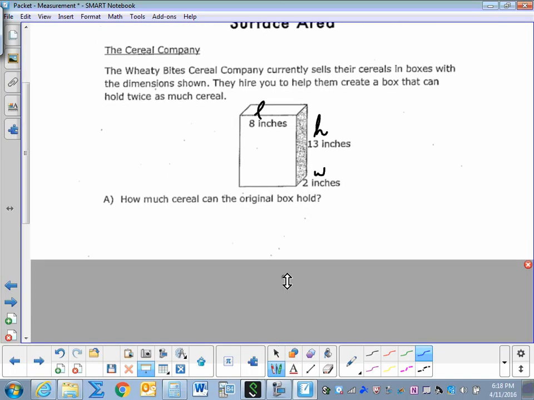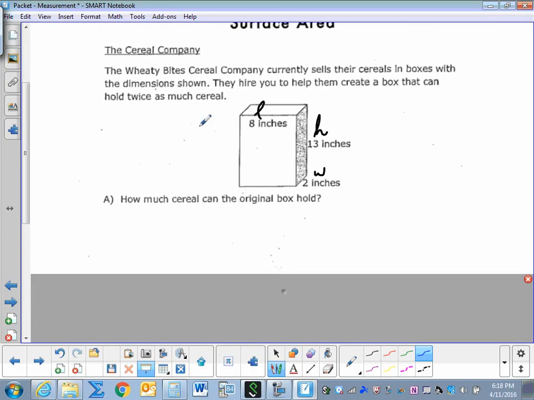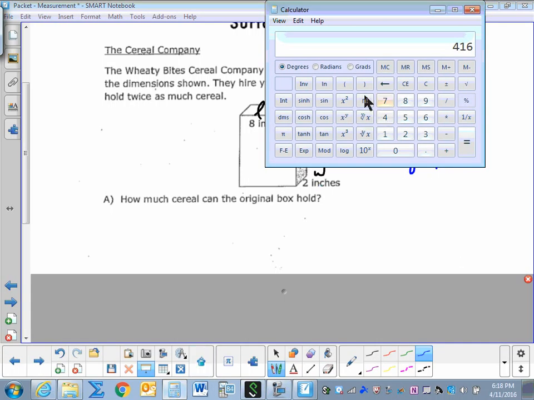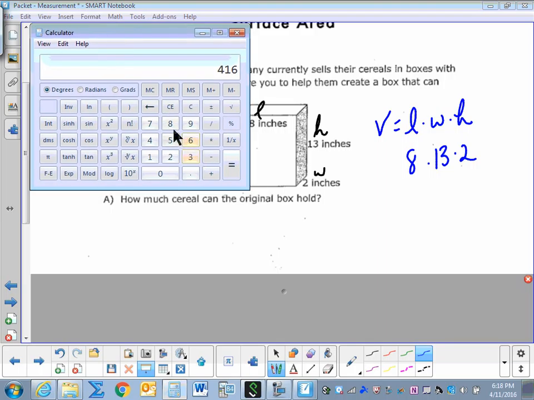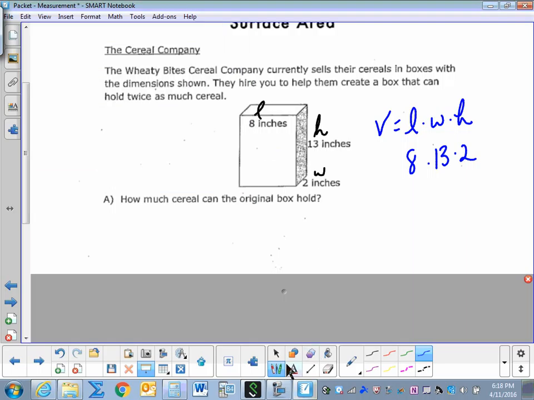So how much cereal can the original box hold? Well, how much something holds is the volume. And the volume of a rectangular prism or a cereal box is length times width times height. So 8 times 13 times 2, which is 208 cubic inches.